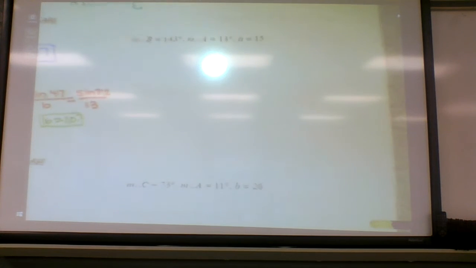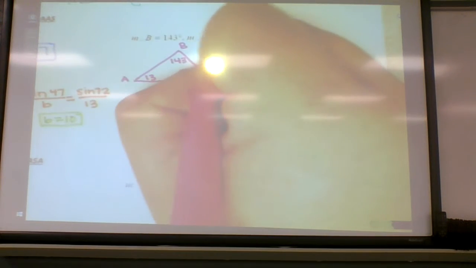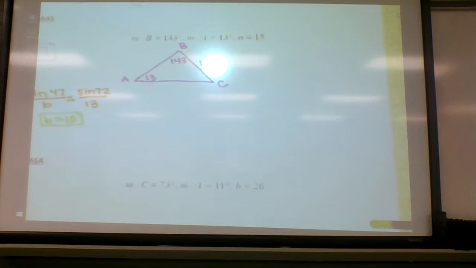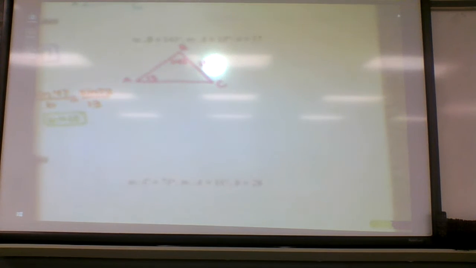All right, let's check out this guy. So I'm going to go ahead and draw a triangle. I have A, B, and C. A is 13, B is 143, and I have little a, which is 15, and so that one goes across from big A. And so I need to solve the rest of this triangle.